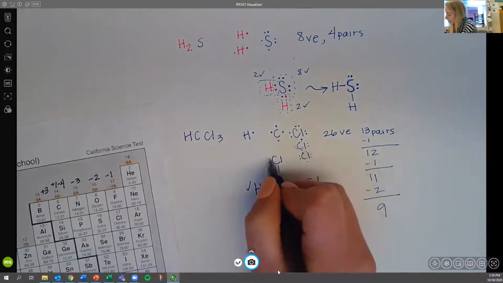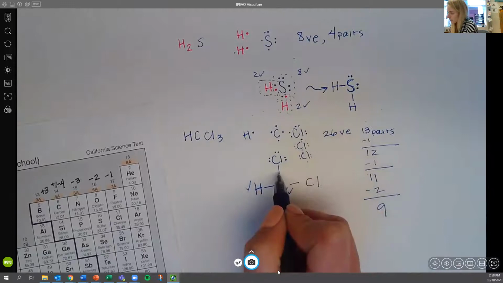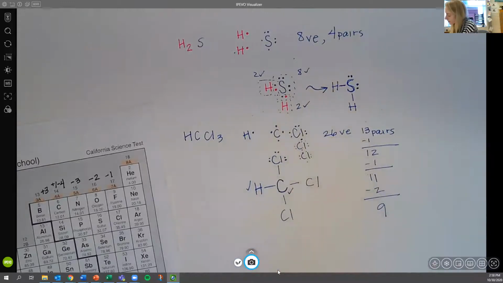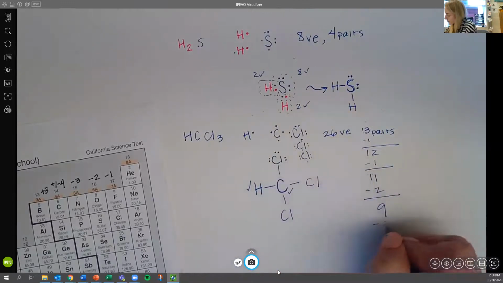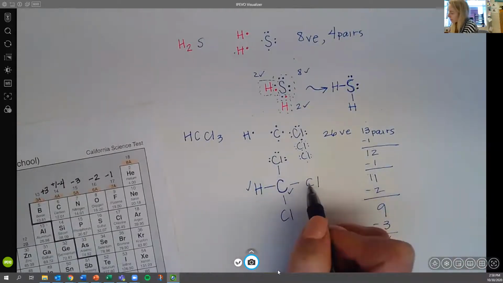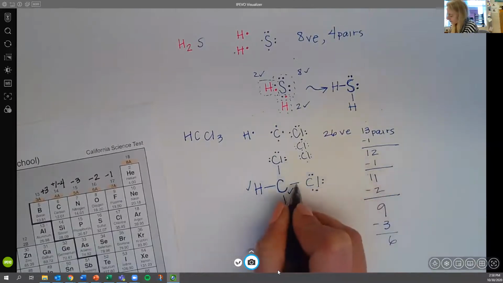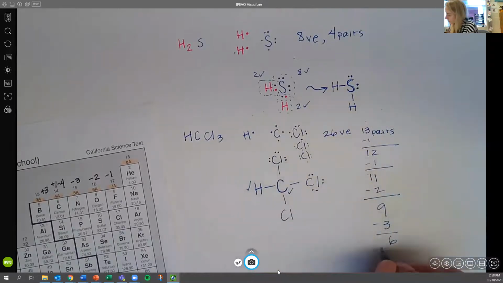We can do that by adding pairs, lone pairs. So 1, 2, 3, 4, 5, 6, and that line counts as 7, 8. So I just used 3 more, so I'm going to subtract 3. So now I'm at 6. Now I'm going to come over to this one. I know I need to do 1, 2, 3, 4, 5, 6. Line counts as 7, 8. So I'm going to subtract 3 again. Now I'm at 3 left.